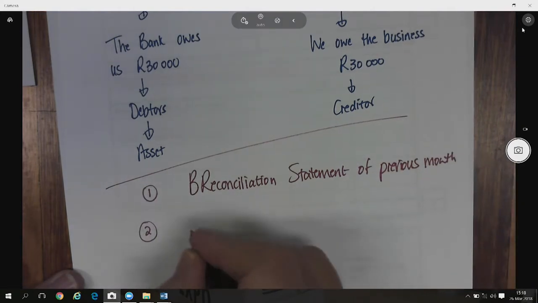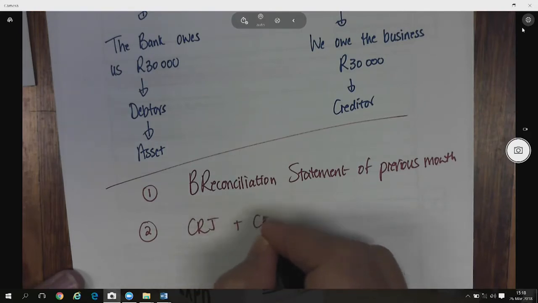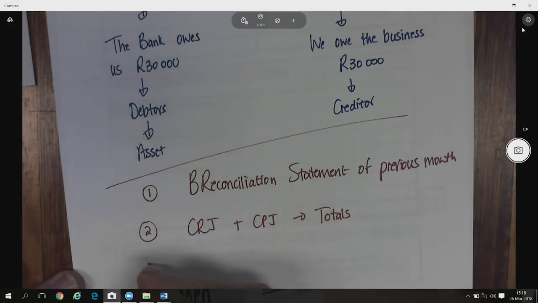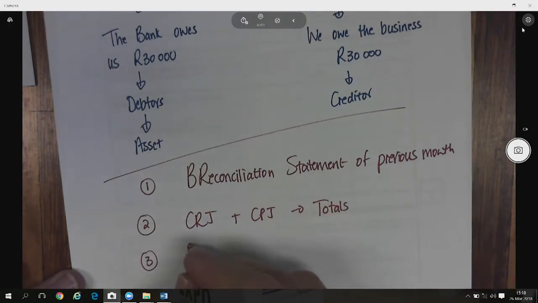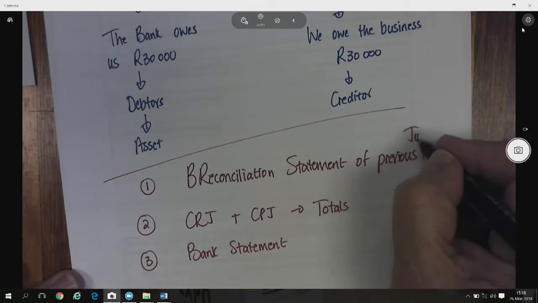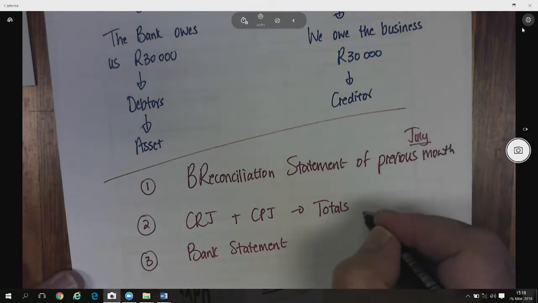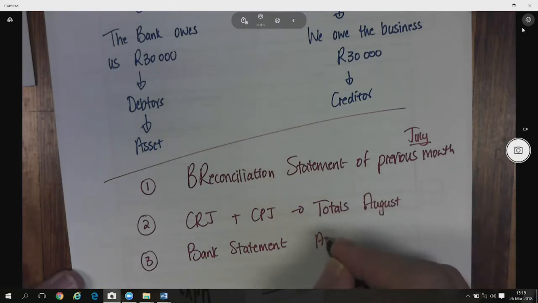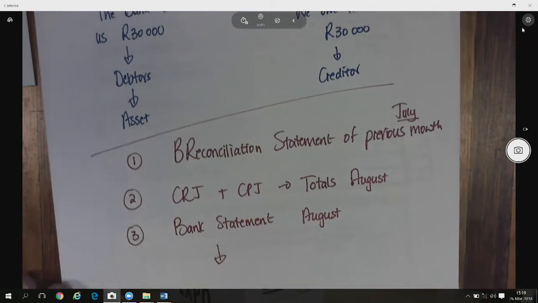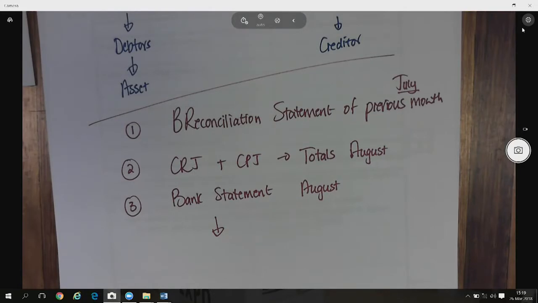Then they will say that you've got the CRJ and the CPJ, and you've got totals for the CRJ and the CPJ. And then they will say that you've got the bank statement. Let's say this was July, then this is for August, and this is your bank statement for August, and then they will give you information. They will tell you what is not there, what is where, and then you must work from there.